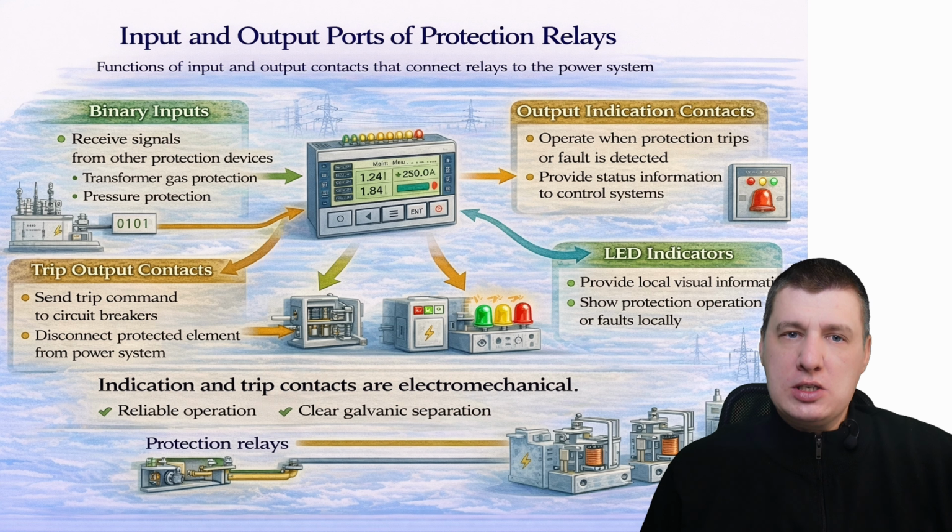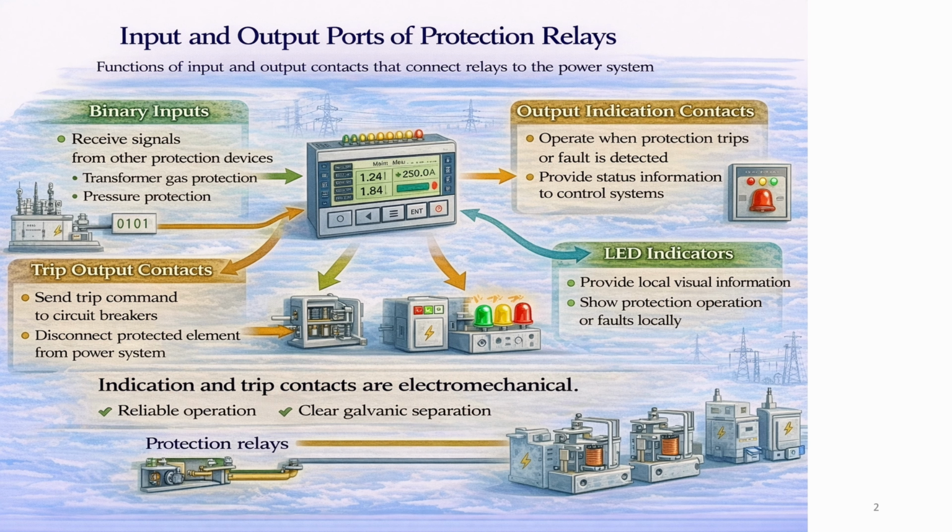Both indicator contacts and trip contacts are electromechanical. This ensures reliable operation and clear galvanic separation from the control circuits. Together, input and output ports form a physical interface between the protection relay and substation and the power systems.